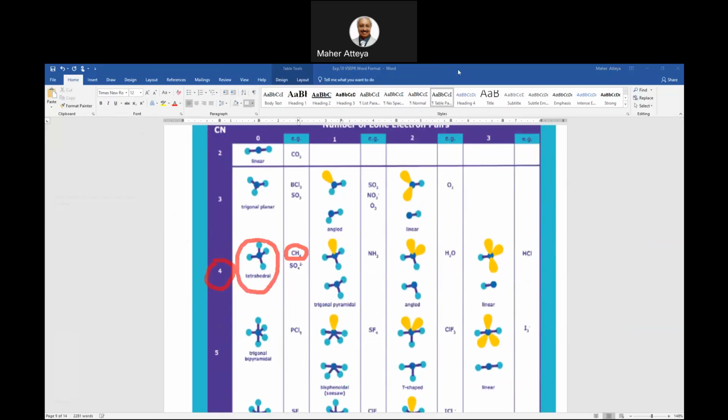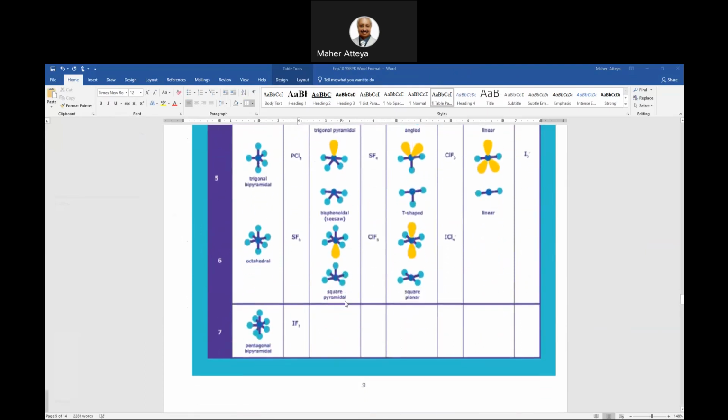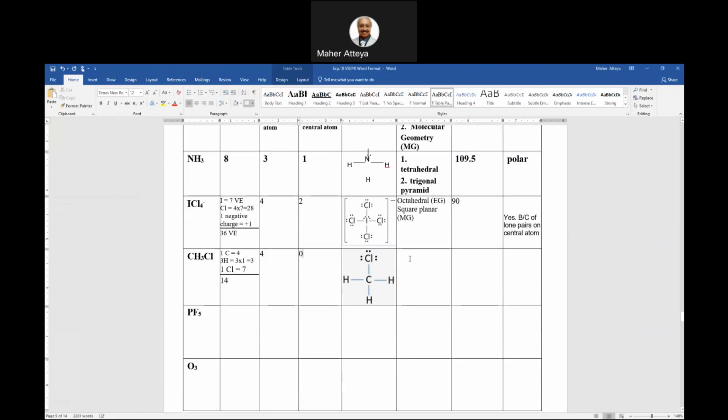So I come here. There's no lone pair there, so the yellow stuff, there's no lone pair. I will say this one will be tetrahedral, and this is my EG, electron geometry, and it is the same thing, tetrahedral, because there is no lone pair. Tetrahedral for my MG, molecular geometry. So both of them are identical.